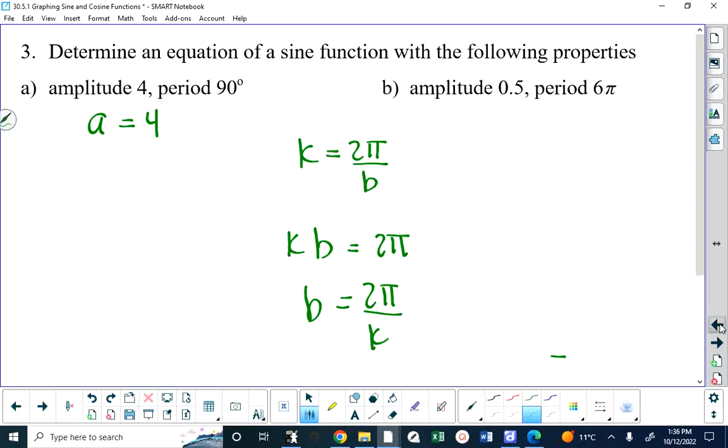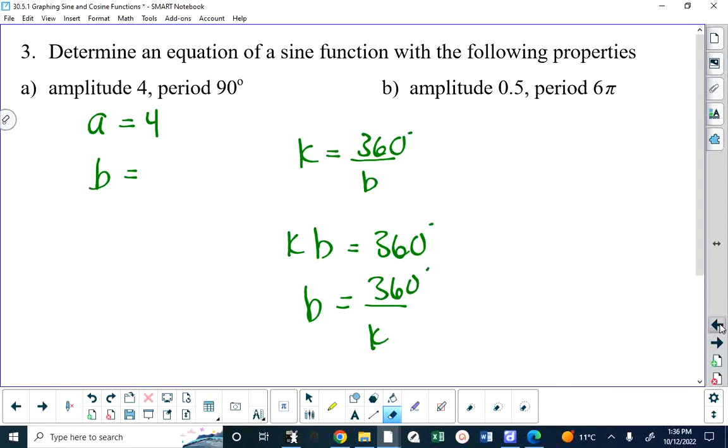So B is 2 pi over 90 degrees, but we better use degrees here, right? That's sloppy math. Let me make my point properly. You get my drift? Okay. So B will be 360 degrees divided by 90 degrees. B is 4.